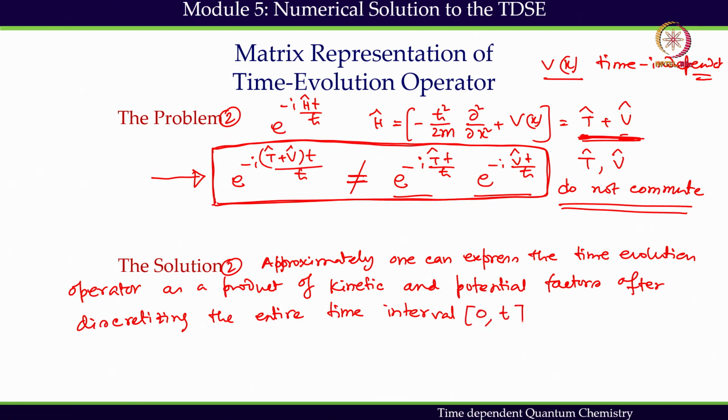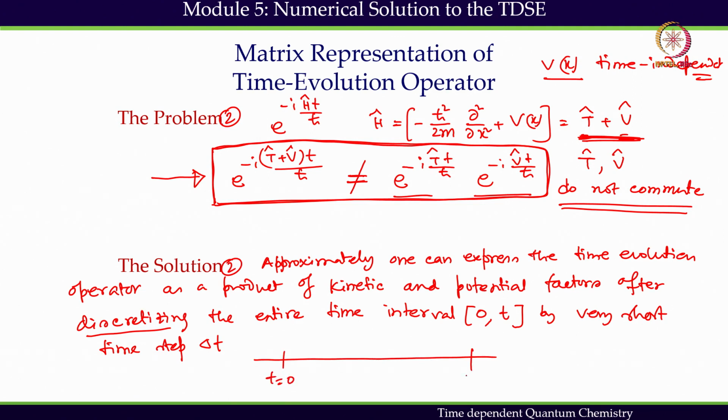Let us say the time interval for which we are looking at the dynamics of the quantum system is 0 to t. It starts at t equals 0 and ends at t equals t, at any time t. But this interval has to be discretized by a very short time step delta t. So, if I do that, I have a time starting at t equals 0, ending at t, that is the max, and each time step is discretized now, and the time interval is delta t.